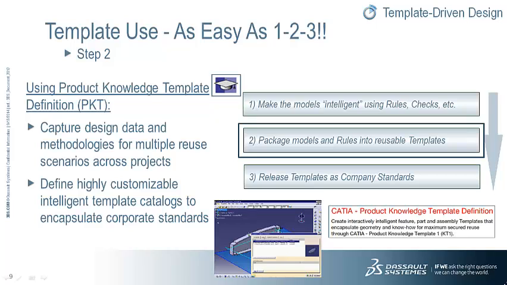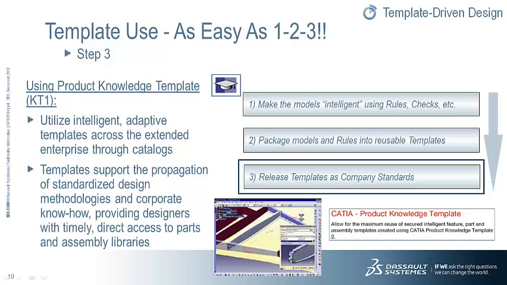Now it's time to create the templates through the use of CATIA Product Knowledge Template Definition, or PKT. This will be done by your most senior users. So we'll use PKT to capture design data and methodologies for multiple reuse scenarios across projects. In addition, we'll define highly customizable intelligent template catalogs to encapsulate your company's corporate standards. This is step 2, and now we're ready to leverage these rules, templates, and catalogs across the design and engineering community to incorporate a template-driven design methodology.